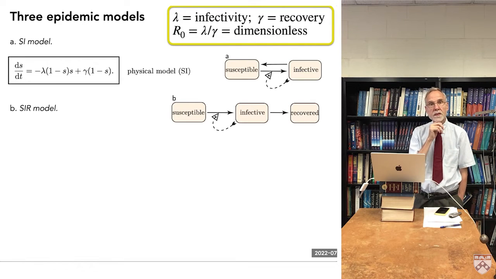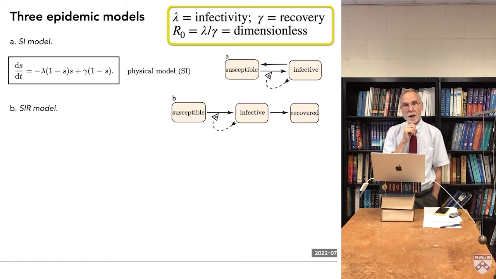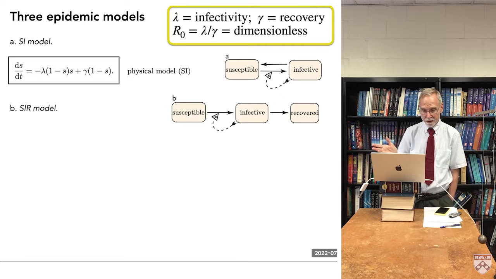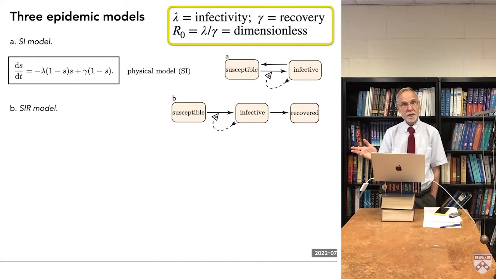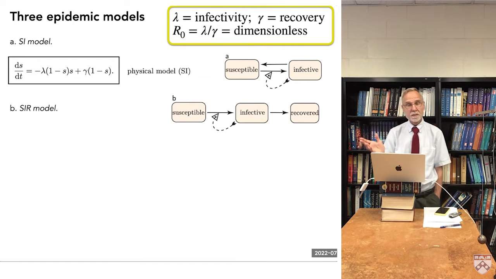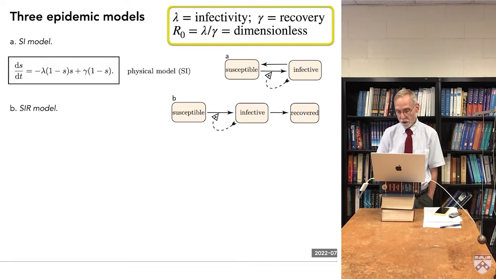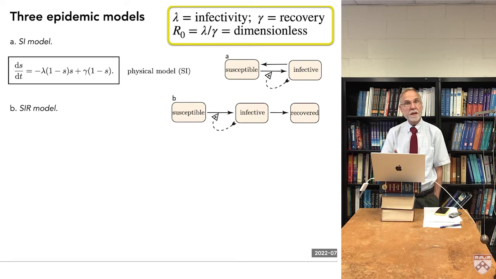An illness like COVID is a little bit different. After you've gotten COVID, you are then not infective for a while. You are recovered and not susceptible for a while. With COVID, we now know that you become susceptible again after a while, but some illnesses, you can actually have a very long-term immunity.